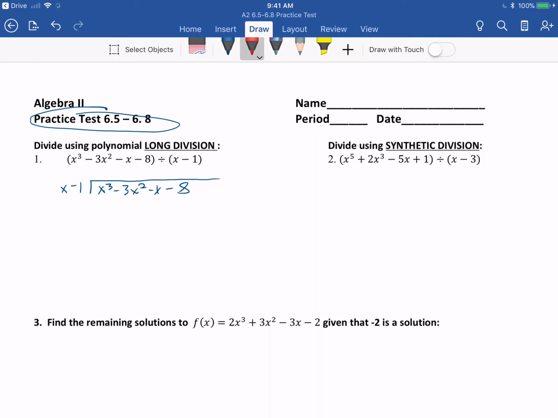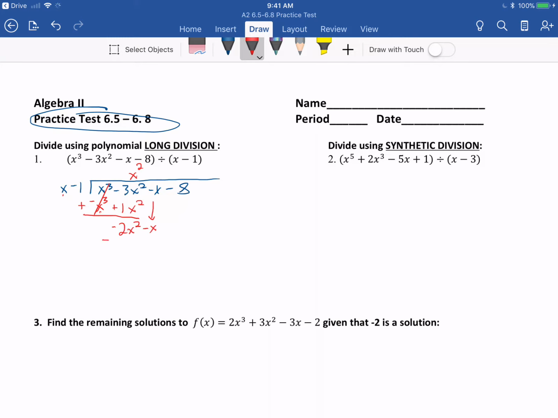All right, and we talked about this in class, that you want to try to make whatever you see right here. So if I want to try to make x cubed, I have to put an x squared up here, because x squared times x gives me x cubed. X squared times -1 gives me -1 x squared. Okay, and remember, here's the tricky part where students tend to get a little caught up: you subtract straight down. So remember we talked about we like to add the opposite of both of these. So now this is a negative x cubed, so those cancel out when we add straight down. Now -3x squared plus a positive 1x squared is going to be -2x squared. And then I bring down this -x.